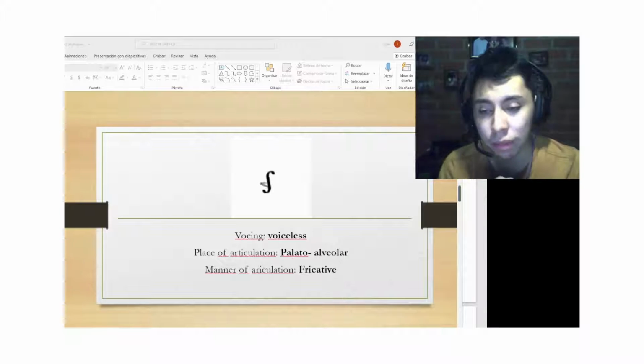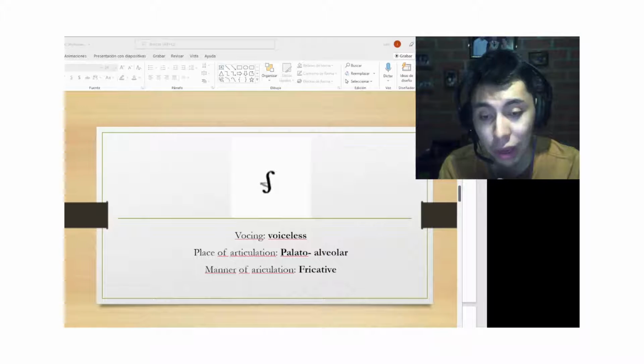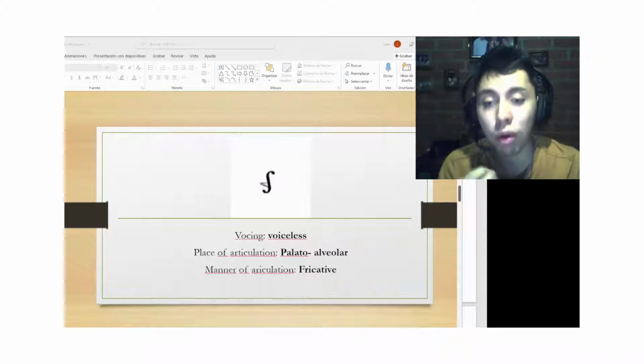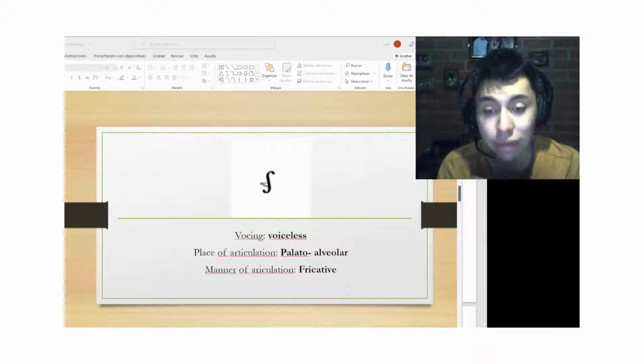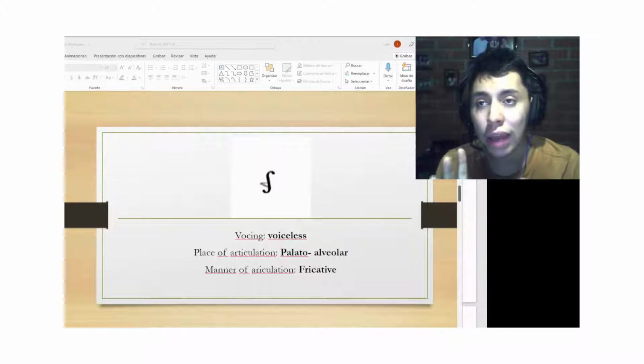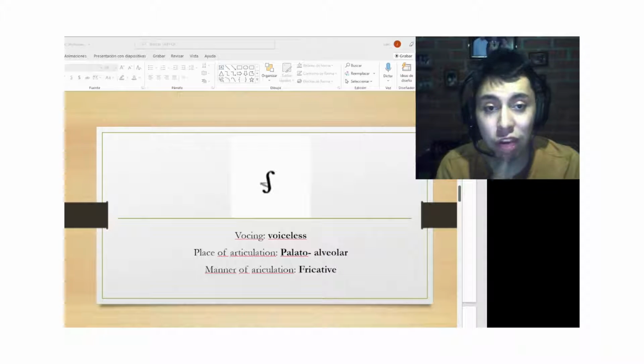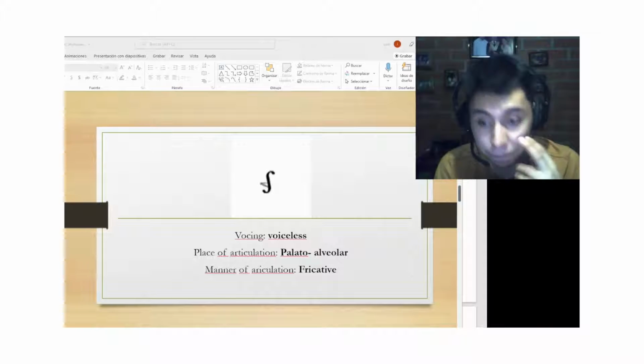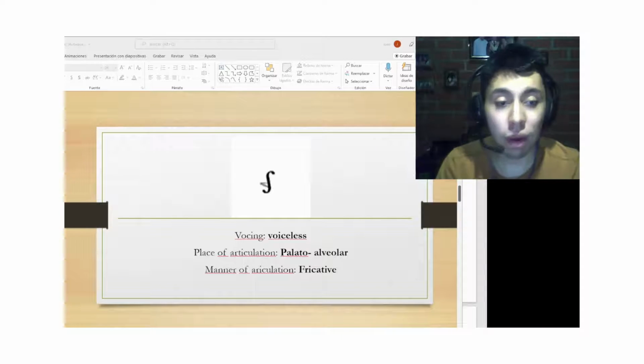The place of articulation is palatal-alveolar, and this definition is, for example, when you are including the top of your teeth and the highest part of your mouth. To be more specific, we can say that it is between the alveolar ridge and the hard palate. So this combination makes it palatal alveolar articulation.